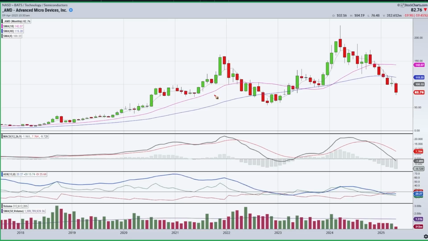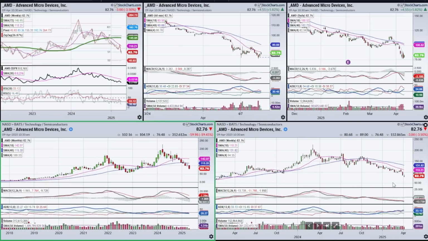If we don't, then I think we have to be very patient here because it's possible we could work our way all the way back down to this level. But at that point, it's really not about the price. We're looking for improving conditions on the lower time frames, weekly, daily, hourly, and none of that is taking place.